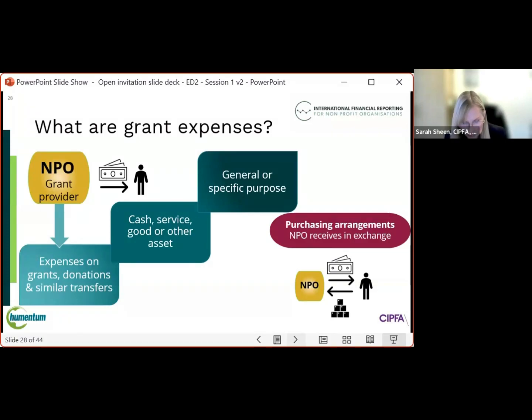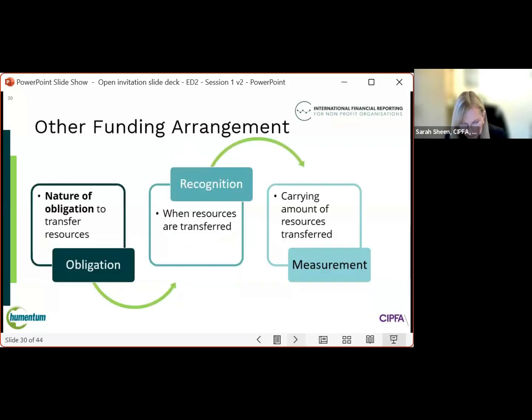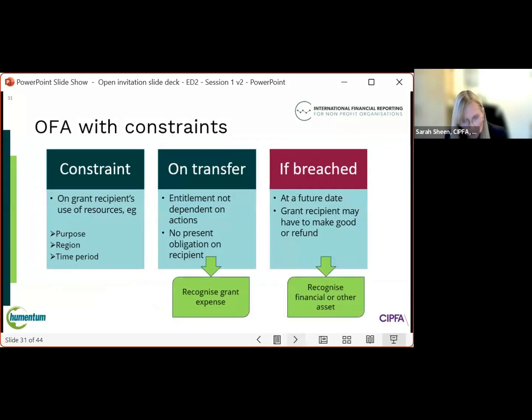Next slide, please. And this is the same slide that Karen went through this morning. Grant expenses can be categorized, as we've talked about, into enforceable grant arrangements or other funding arrangements. Next slide, please, Sam. To focus on a little more from the provider perspective of the OFA, an OFA may arise without any obligation for the grant provider to transfer resources. Where this is the case, resources are recognised when they are transferred and they are recognised at the carrying amount of the resources transferred. Next slide, please.